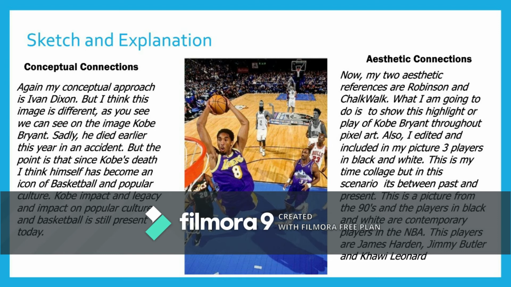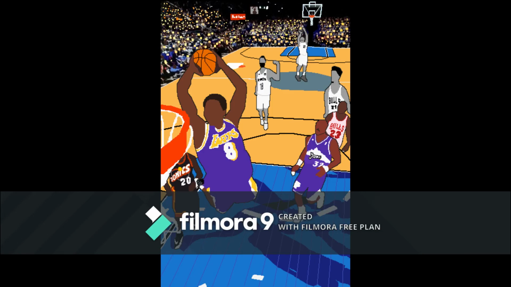They depict moments of sports throughout digital media, and in this case, a little detail that I changed was that instead of putting old players, I put contemporary players, and these players are Jimmy Butler, Kawhi Leonard, and James Harden. These are the three persons that I'm going to include in my picture. And this one is a connection between present and past, and not like the other one that was past and present. And this is the final result.